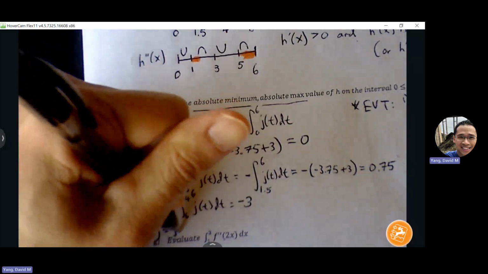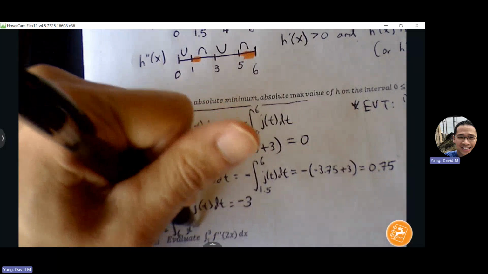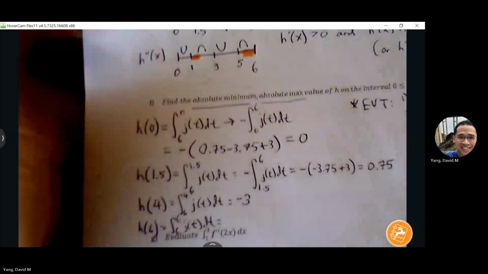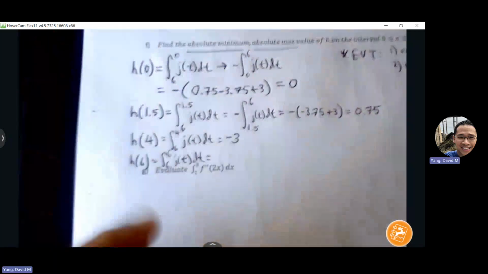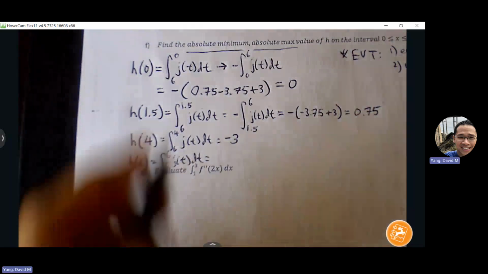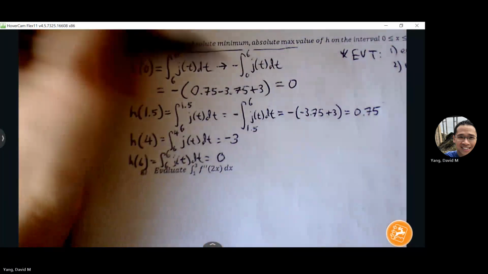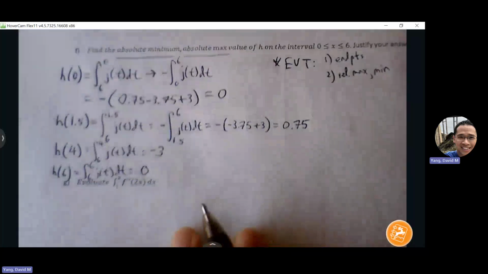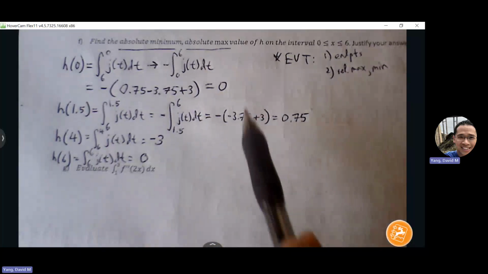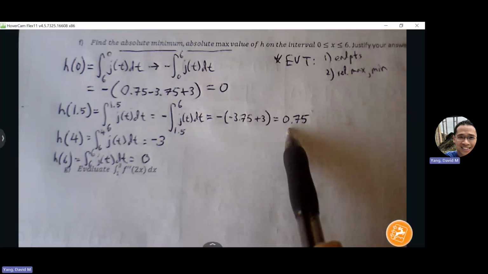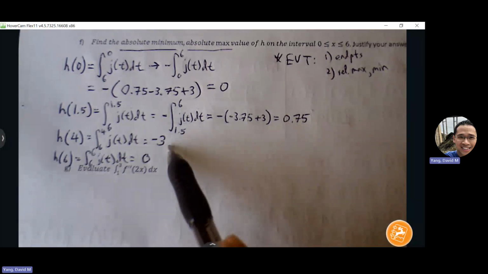Okay, what's nice about h of 6? Just 0, right? My upper and lower bounds are the same number, so that's always going to total to be 0. So between these, what's the highest number, highest y value? Yeah, so absolute max value is 0.75, absolute min value is -3. That's it.